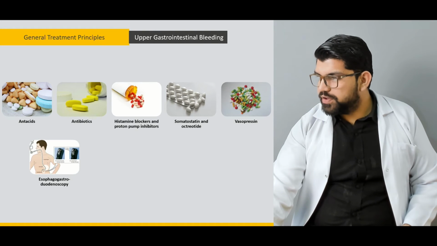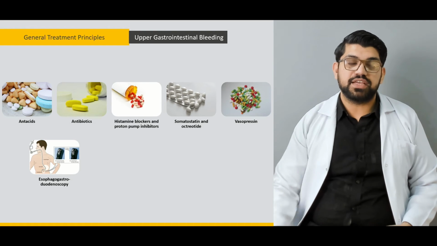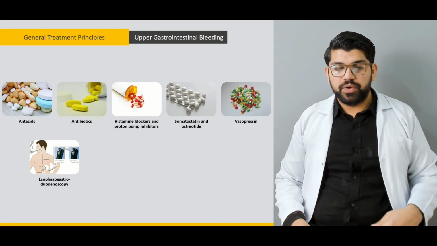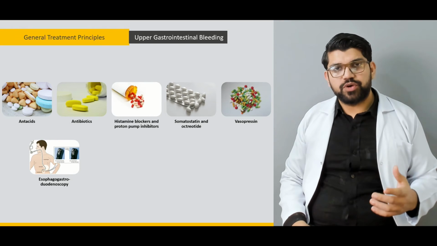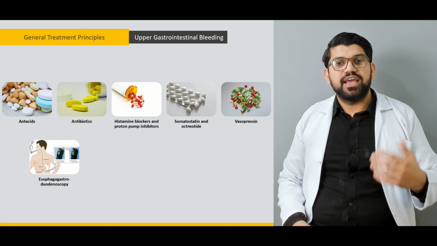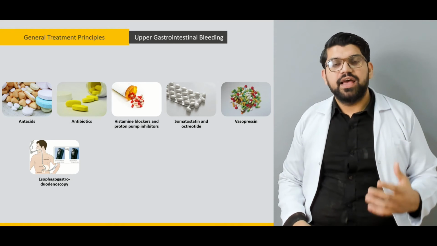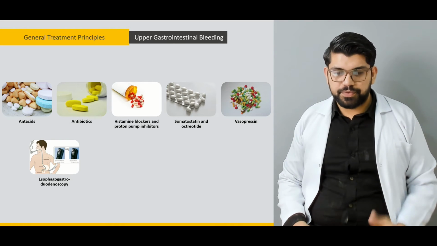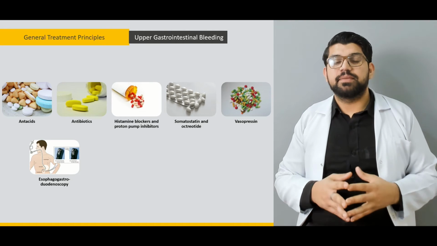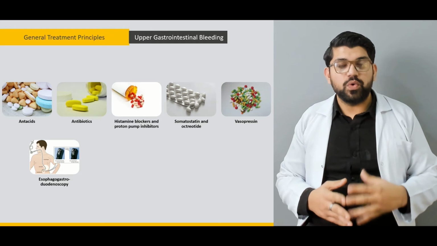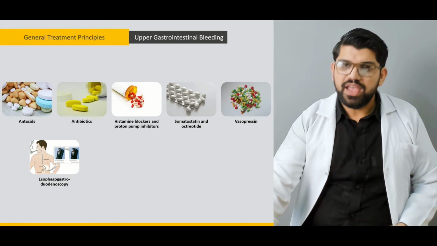Endoscopy, as I mentioned before, is widely used as both therapeutic and diagnostic in patients with upper GI bleed. When it's done within 12 to 24 hours, it helps you identify the bleeding point, the bleeding site, and helps you cure the patient. It can be done with sclerotherapy, embolization, or locally injected epinephrine or vasopressors. It is widely used.